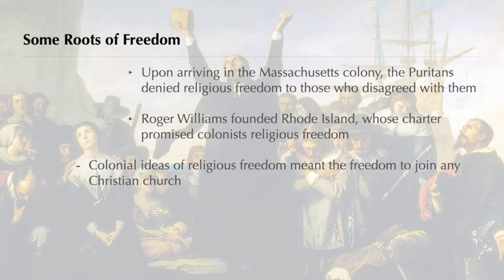Although the Puritans had fled persecution in England, they denied religious freedom to those who disagreed with them. They forced a minister named Roger Williams to leave their colony after he criticized church leaders. In 1636, Williams founded the colony of Rhode Island, whose charter promised that no colonists would be punished for any differences in opinions in matters of religion. Before long, other colonies were also allowing religious freedom.